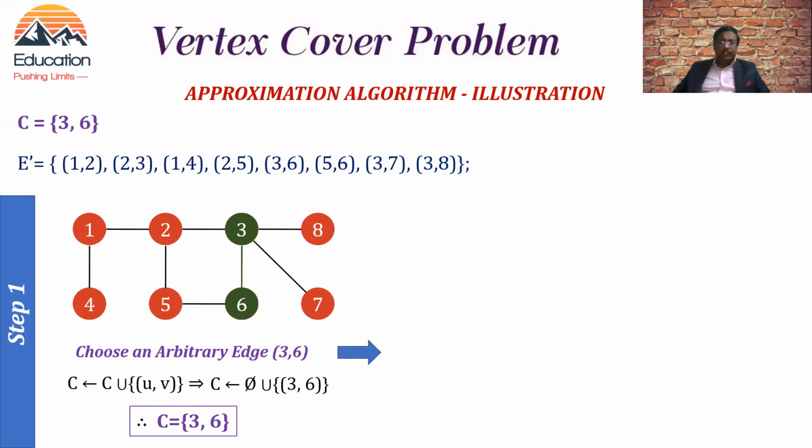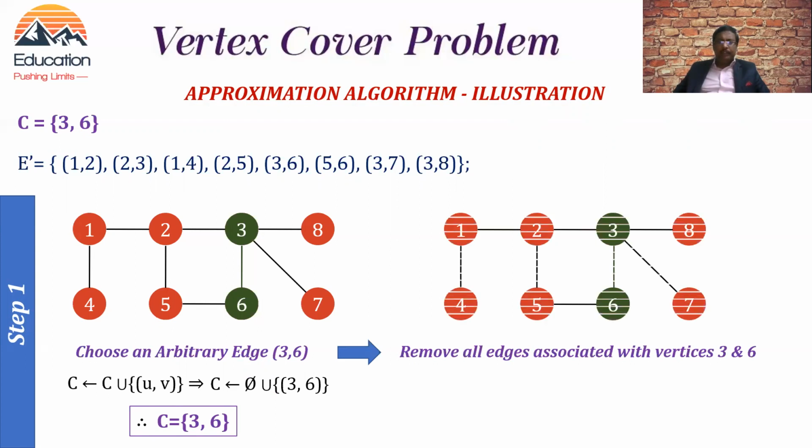Step 2. Remove all edges associated with vertices 3 and 6. What are the edges I need to remove? 3, 6, 3, 2, 3, 8, 3, 7, and 5, 6. Those edges that are marked by X should be removed one by one. As we remove each and every edge, those edges should be removed out of E dash also.